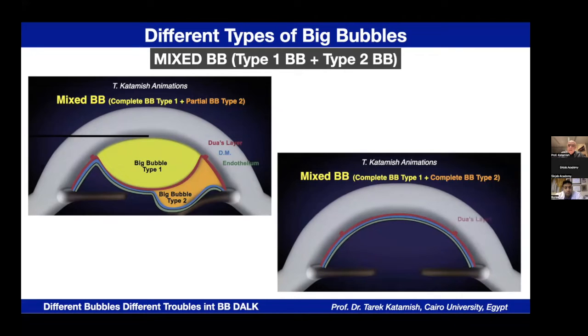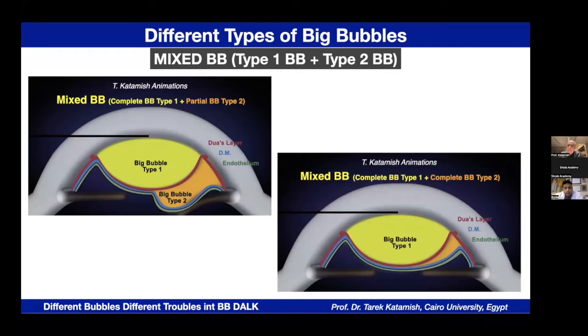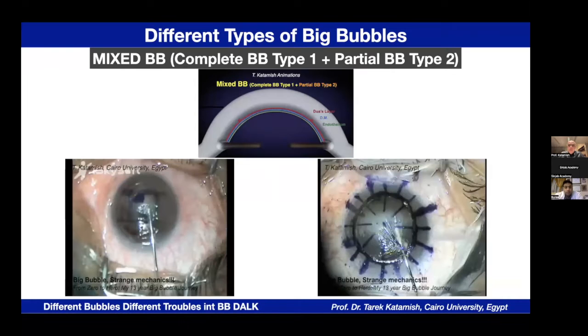So this is a big bubble type 1 in the center, and there is another complete big bubble type 2, which is a very rare example. I will show it to you now. So these are very complicated mechanics, and you have to be aware of all these types. So this is an example of big bubble type 1 complete and partial type 2.